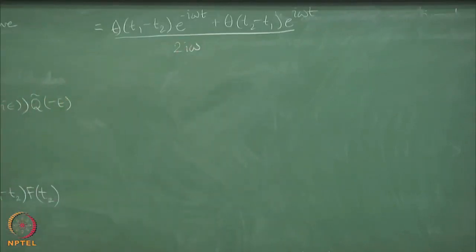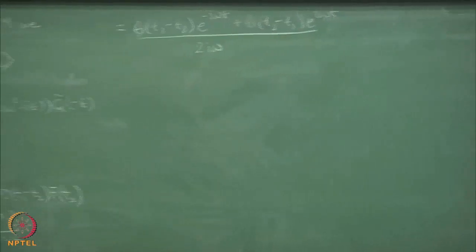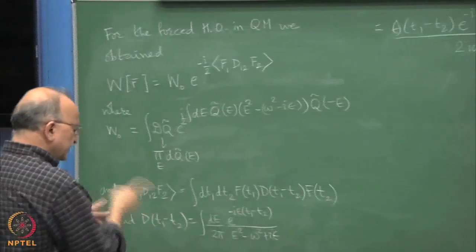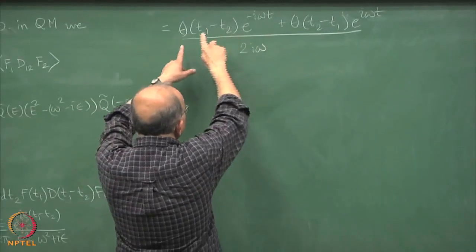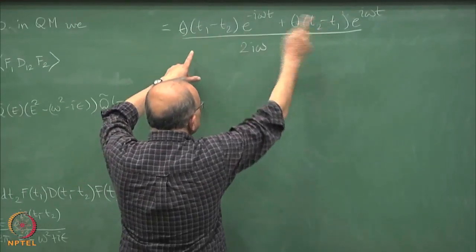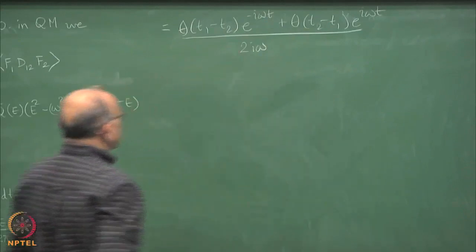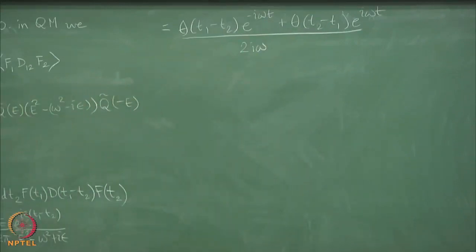Because it is square, you will be taking e plus omega, e minus omega, and each one is a pole. Each of the poles is relevant depending on whether this is greater or that is greater than 0, and the value of the pole is that. The 2 pi goes in the integration, in the contour integral.